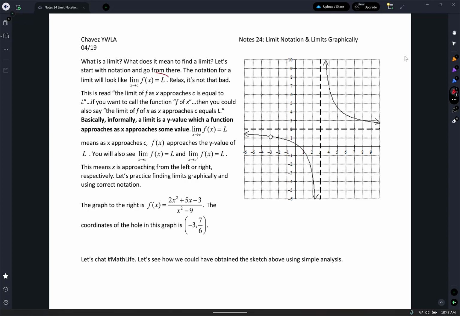So this notation here, guys, here's how you read it. Limit as x approaches some number c of the function f of x is equal to whatever it equals, L. And that's how you read it.